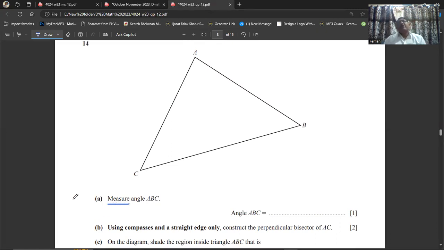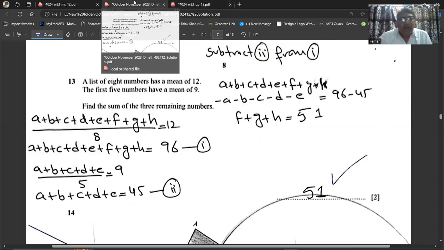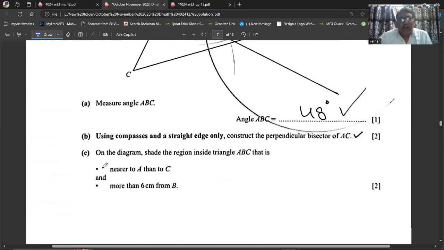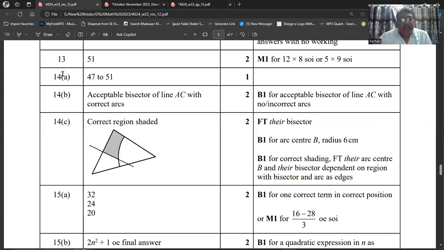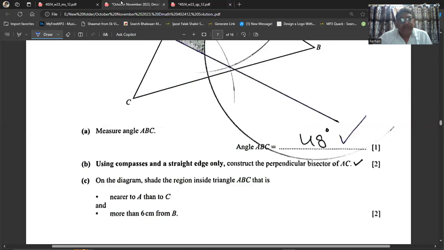When they ask you to measure, you will have to use your instruments to measure the value of the angle ABC. So this is that angle. Measure the angle between these two lines with the help of the protractor, and you can tell how much the angle is. I have done that, and that angle is almost 48 degrees. Hopefully you understand.